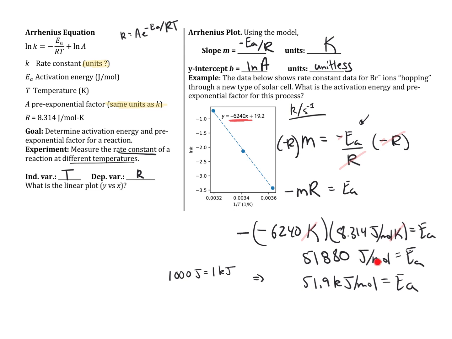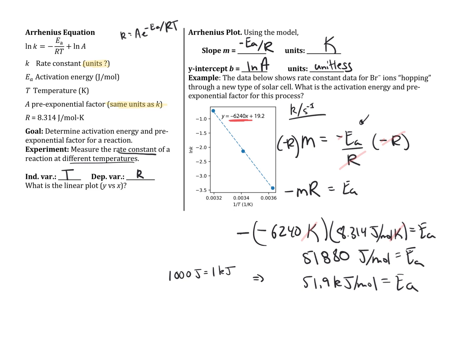Kelvin canceled here, so we did get the right units. A lot of times we'll report this in kilojoules per mole because it's a more convenient number. So the conversion there, 1,000 joules is 1 kilojoule. And so we can think about that as moving the decimal place 3 units, 1, 2, 3, for a factor of 1,000. 51.9 kilojoules per mole is our activation energy.